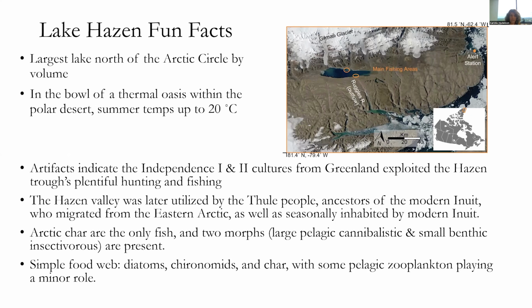So Arctic char, again, are the only fish in Lake Hazen, and there are two morphs, a larger pelagic cannibalistic morph and a smaller benthic insectivorous morph. And we'll be looking at both of those in depth today. The food web is quite simple, based on diatoms, and then chironomids and char. And then there's a bit of pelagic zooplankton as well, playing a minor role in the fish's diet.